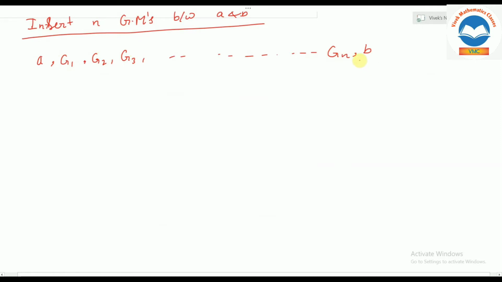So what can we say? Including A and B, the numbers A, G1, G2, G3 up to Gn and B will be in GP. If they are in GP, then we can apply the GP rule. Let's say I take the common ratio between two GMs as R. According to GP, what will be the second term G1? G1 will be the first term into R, so A into R.